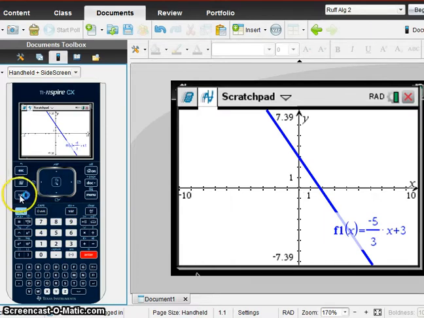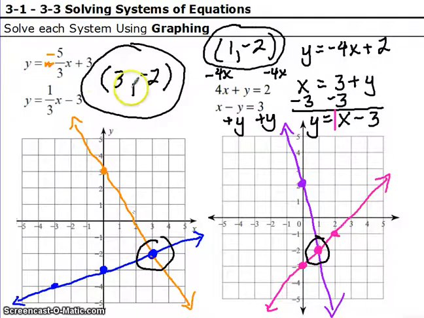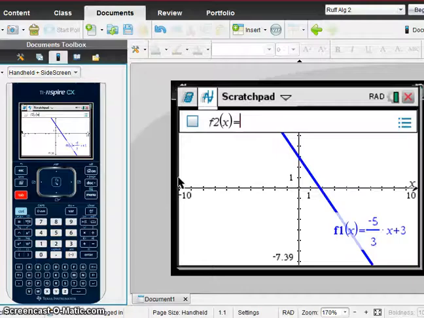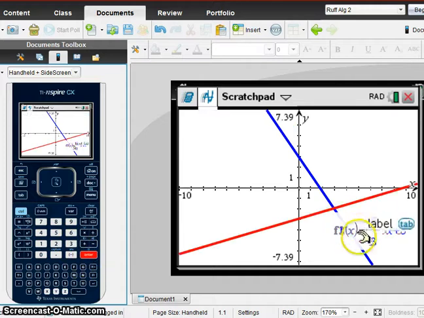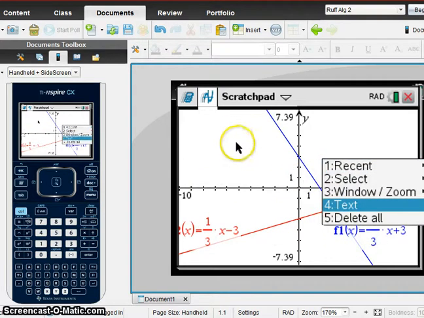All right, and then hit tab, and it'll pull up the function bar again, and we type in the second equation, 1/3 x minus 3. Hit enter there. All right, and there's both of our graphs. It has these labels here. You can click on them with a little hand until it clamps down and move them wherever you want.